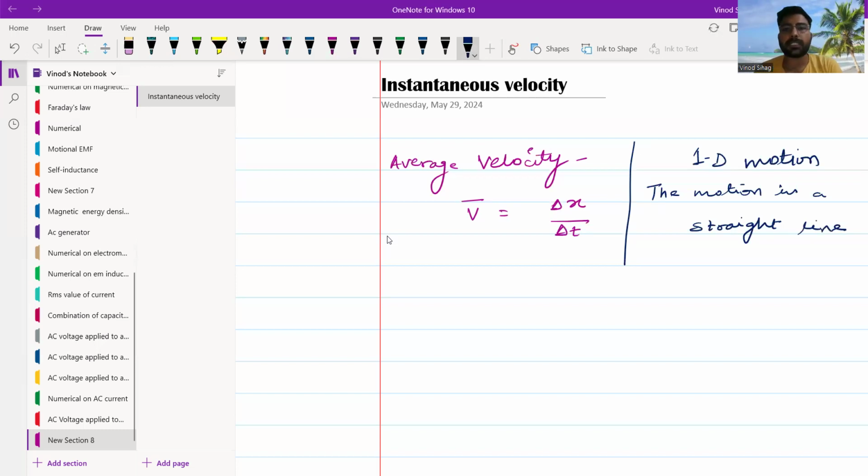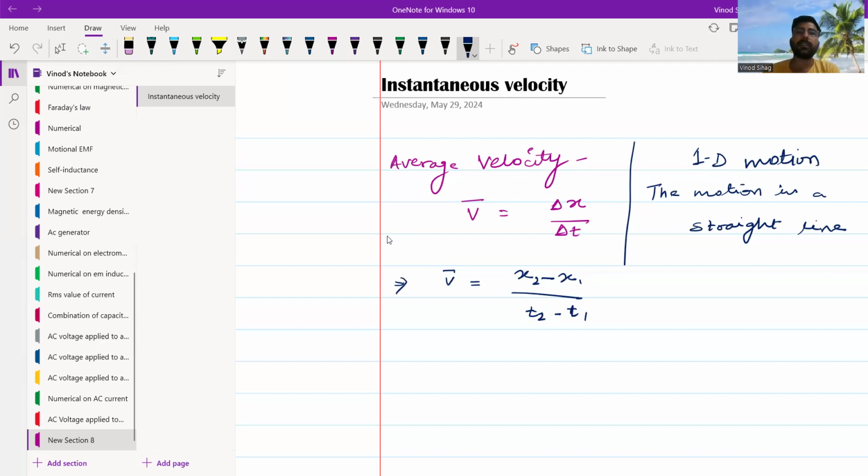So for this, average velocity is given as delta x over delta t, where delta x is the position at time t2 minus the position at time t1. That means x2 minus x1 upon t2 minus t1, where t1 is the first instant from which we are going to find out the average velocity, and t2 is the final point. So that's how we give the average velocity.